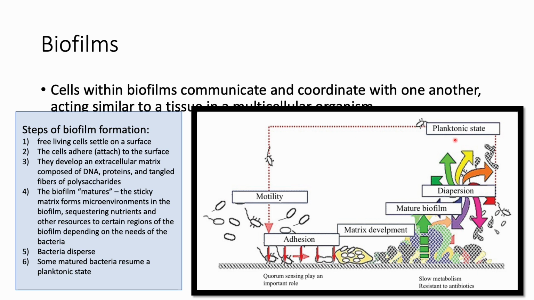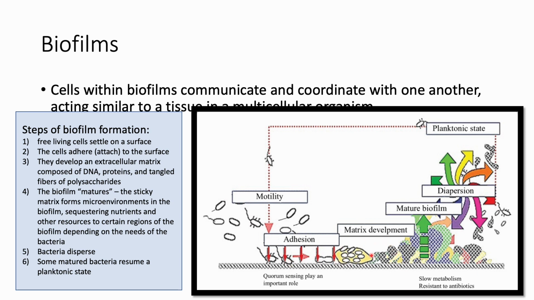So we start with a free-living cell, or a cell in a planktonic state. That cell is then going to adhere or attach to a surface. Maybe it's using its fimbriae or glycocalyx, if you remember that from a previous lecture. At this point, it's going to start developing this extracellular matrix, and it has a bunch of other stuff in it, like proteins and DNA. It's just a tangle of things.